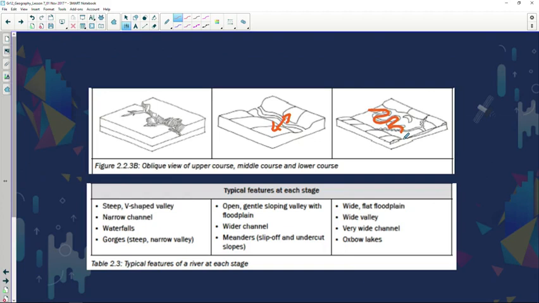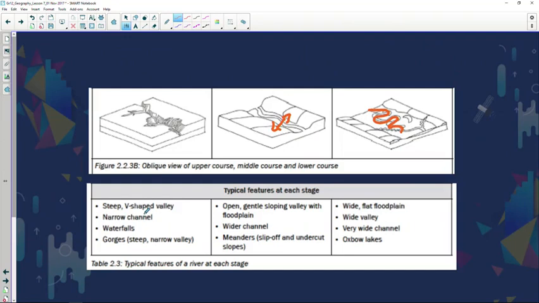Once again, steep V-shaped valleys, river beds, a narrow channel. Now, the characteristics of this area, the upper course, we will experience waterfalls because it's so steep. We'll experience gorges and very narrow valleys. Now, if we look at the middle course, the floodplain starts to develop.